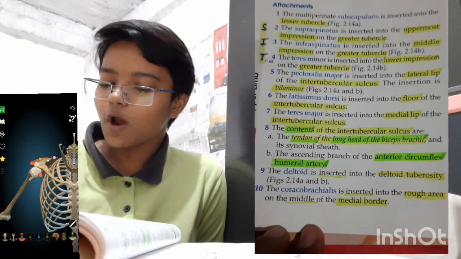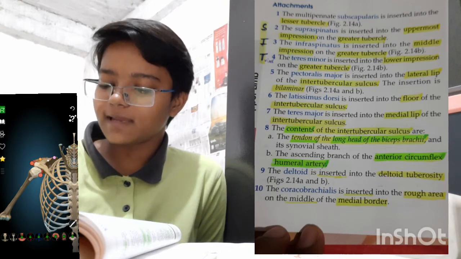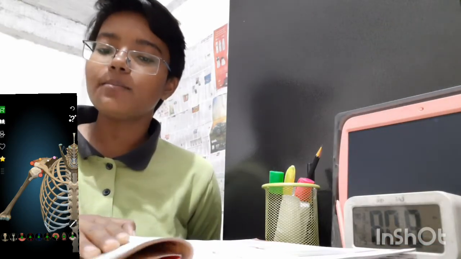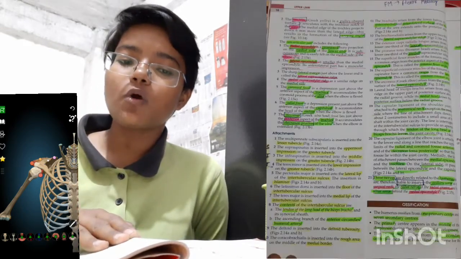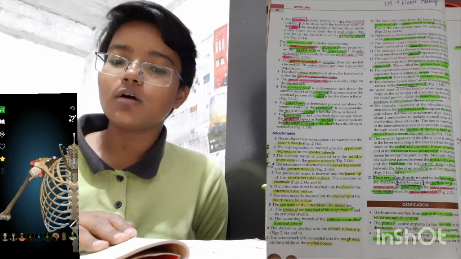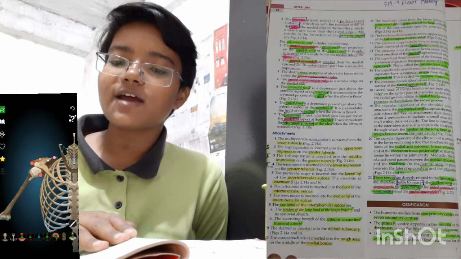Now, the deltoid is inserted into the deltoid tuberosity. The coracobrachialis is inserted into the rough area on the middle of the medial border. The brachialis arises from the lower half of the anteromedial and anterolateral surface of the shaft. Part of the area extends onto the posterior aspect.